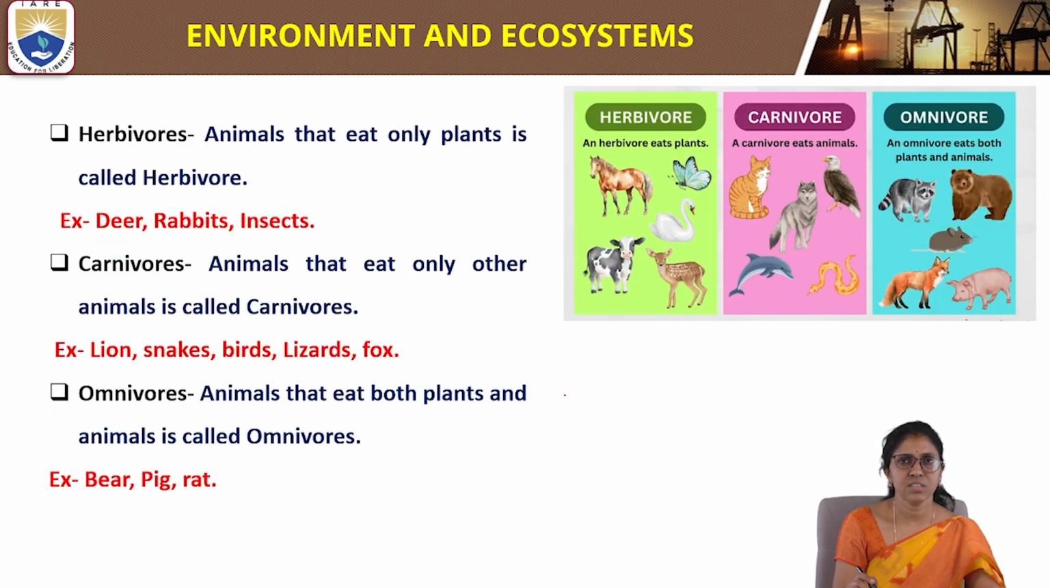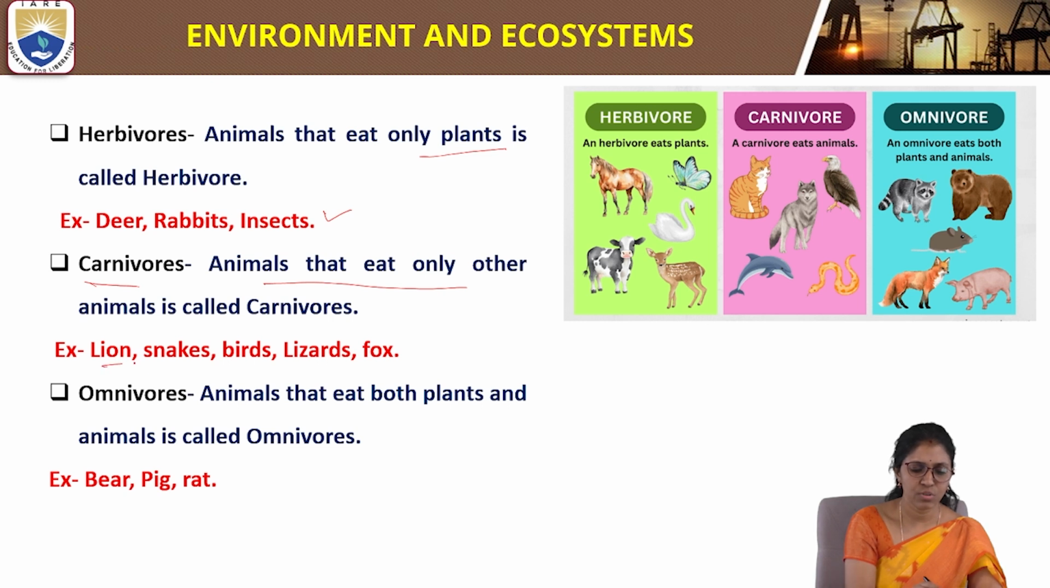If we see, the herbivores are the animals that eat only plants. So these only eat plants. Examples of herbivores are deer, rabbits, and insects. And carnivores are animals that eat only other animals. Examples of carnivores are lion, snakes, birds, lizards, and fox.